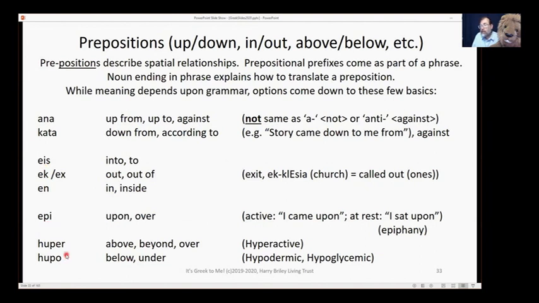The next series has to do with vertical relationships. So epi has the sense of upon. I am lying on top of something. That would be its passive meaning. Or I'm coming upon something, which would be its active meaning. So I came upon a group of people by the river who are worshiping God. That would be epi, I've come upon. Or I sat upon a rock. That would be epi, at rest.